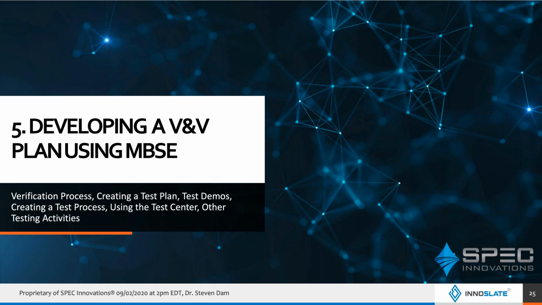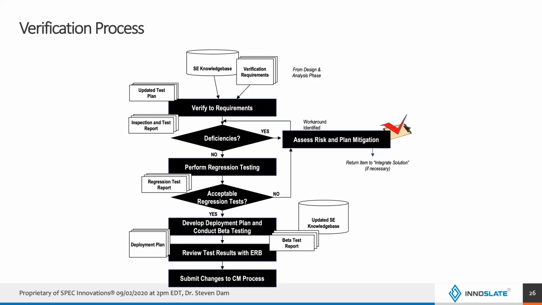And so now let's talk about developing the V&V plan using model-based systems engineering. So here's another process diagram. This is one of the ones coming up the V. This is our verification process diagram. And this talks about the different aspects of it, updating your test plan, verifying the requirements, inspection, test reports, capturing all those, identifying deficiencies, looking for risks associated with that.